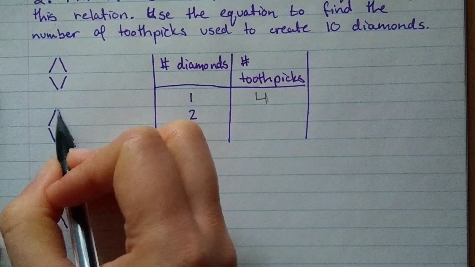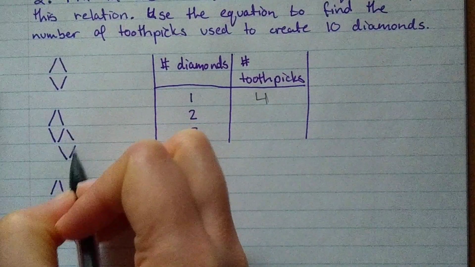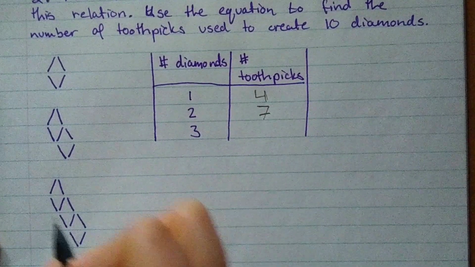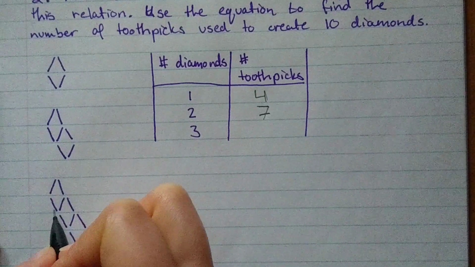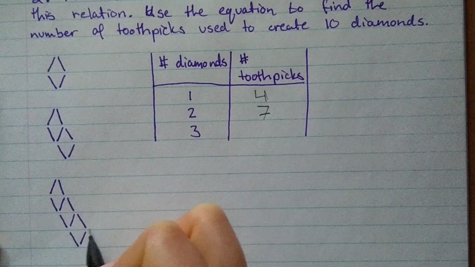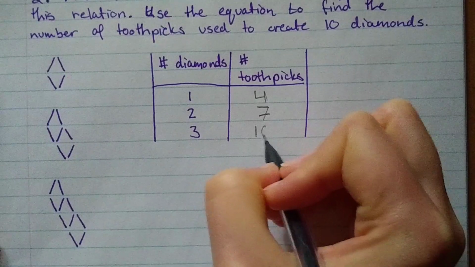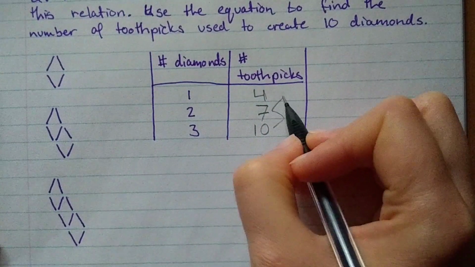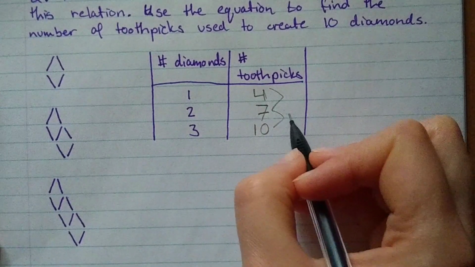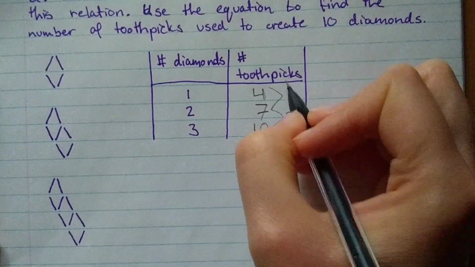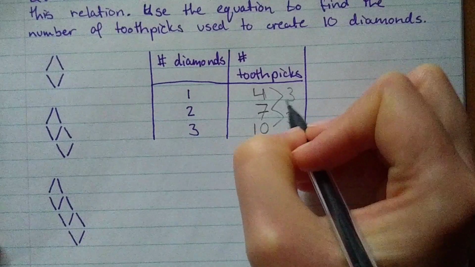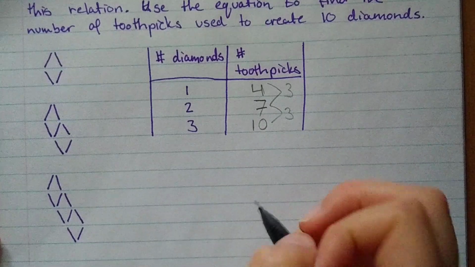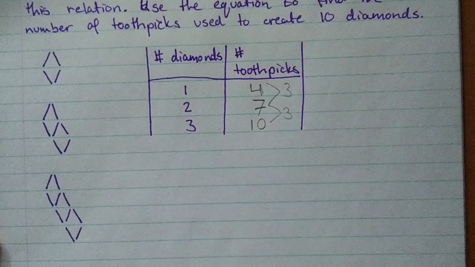Here we have 1, 2, 3, 4, 5, 6, 7 toothpicks. And here we have 1, 2, 3, 4, 5, 6, 7, 8, 9, 10 toothpicks. So let's check if it's linear. 10 minus 7 is 3. 7 minus 4 is 3. And if you continue drawing this pattern and working out the number of toothpicks, it would keep going up by 3s.